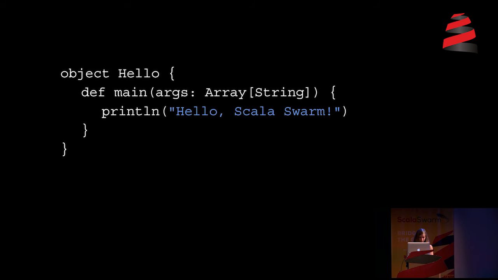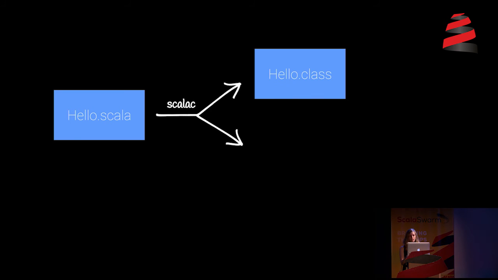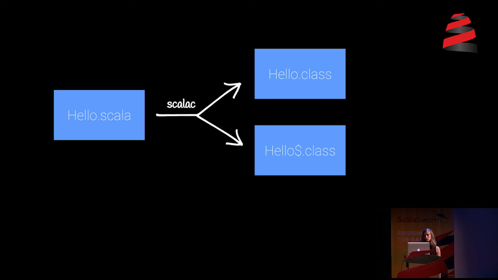All right, so let's talk a bit about object. And object is a notion of Scala, so let's see how it is translated into a first-class Java citizen. All right, so this is my hello object. It has a simple main method, and it prints hello Scala swarm. And I saved it in a file called hello.scala. And when I compiled it, I got two files. The first is hello.class, and the second was hello$.class. So let's see what is happening here.